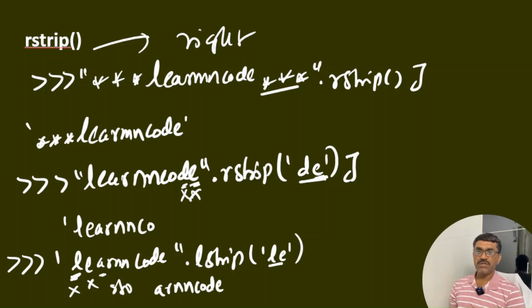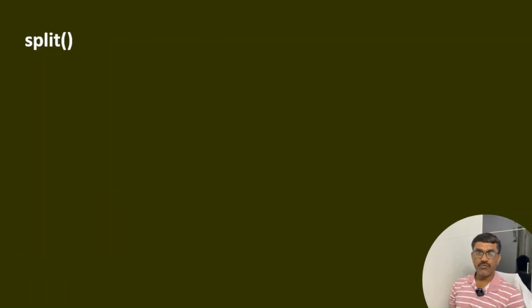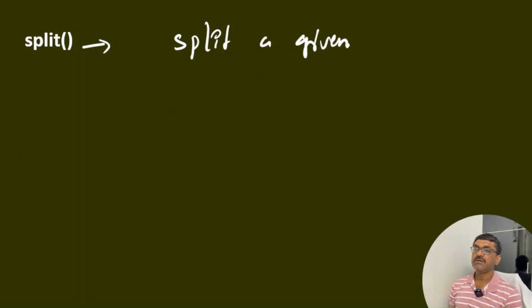Next, we are going to see the split method. Now we are going to see the method called split. What is the main use of split? Split is a method which is used to split a string. Splitting in the sense of dividing a given string into a list of items, or we can say into a list.